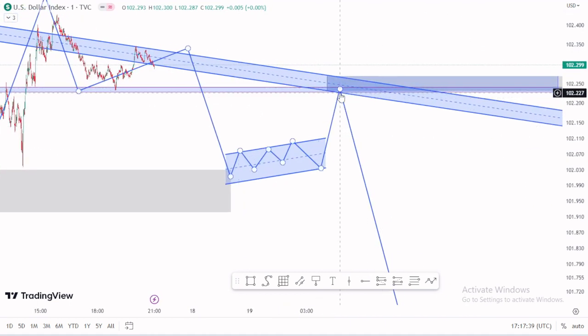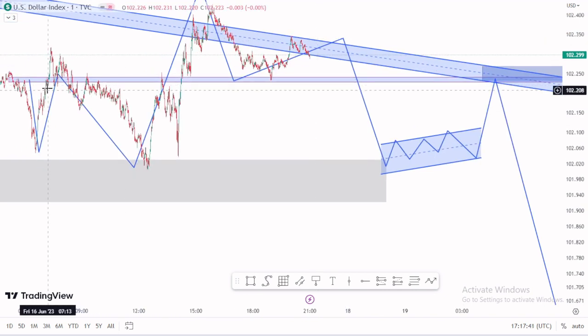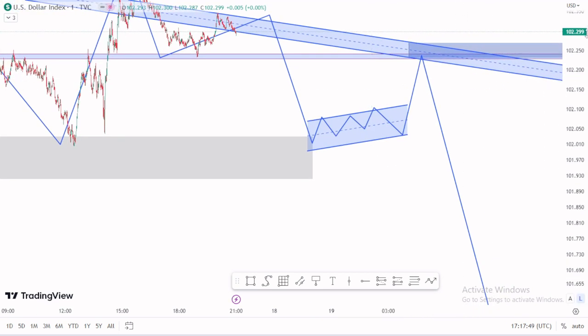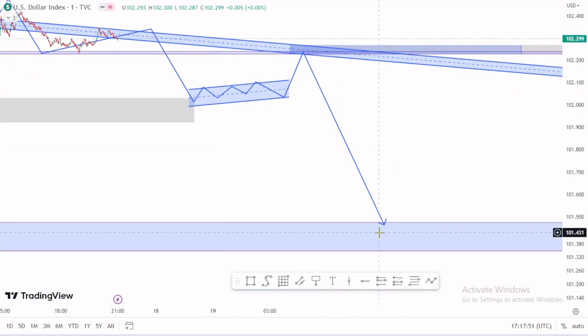Now here on the pullback in the same range, as you can see, we have retested this range multiple times. So I'm waiting for this price again to drop in this range, then I'll be taking that dip. As I've told you, targeting, at least you have to leave some space for your spreads. At least we shall put TP on 101.497. You get my point, guys?